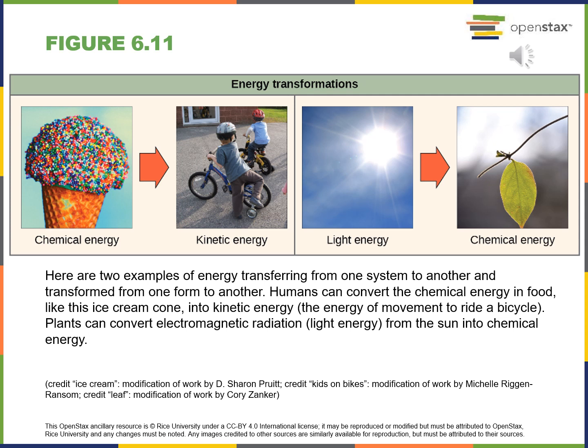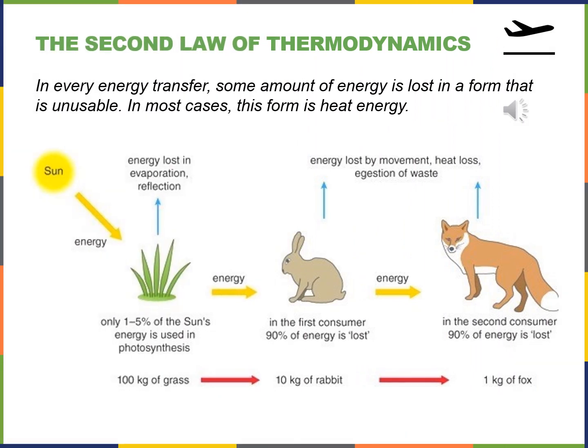Here are two examples of energy transferring from one system to another, and transformed from one form to another. Humans can convert the chemical energy in food, like this ice cream cone, into kinetic energy, the energy of movement, to ride a bicycle. Plants can convert electromagnetic radiation, light energy, from the sun, into chemical energy. A living cell's primary tasks of obtaining, transforming, and using energy to do work may seem simple. However, the second law of thermodynamics explains why these tasks are harder than they appear.